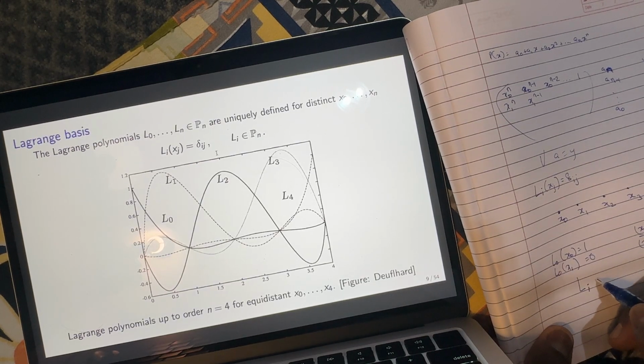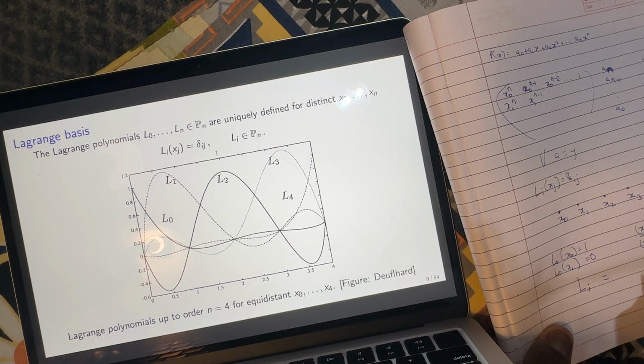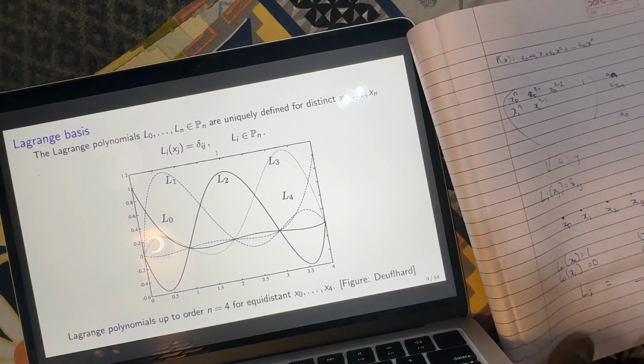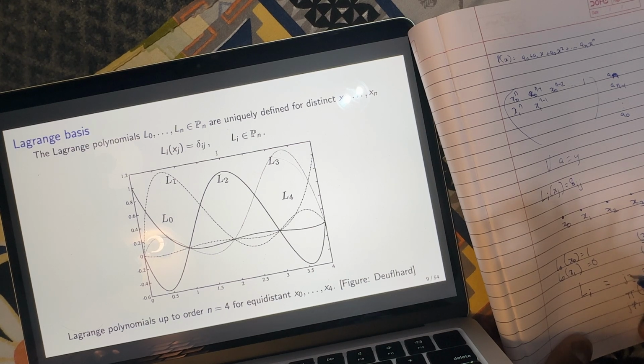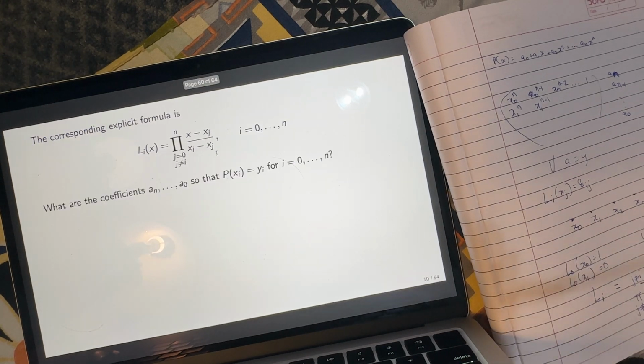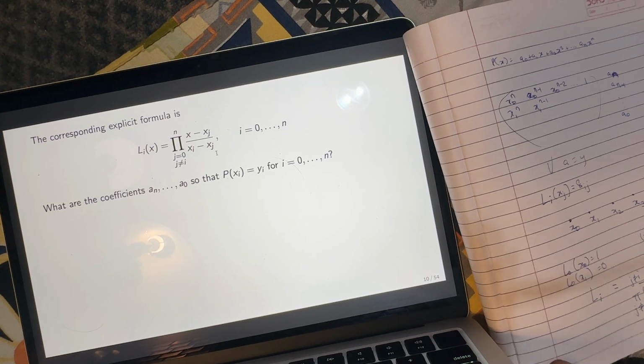So, the ith Lagrange polynomial Li(x) is the product over all j not equal to i of (x minus xj) divided by (xi minus xj), right? Yeah, perfect.